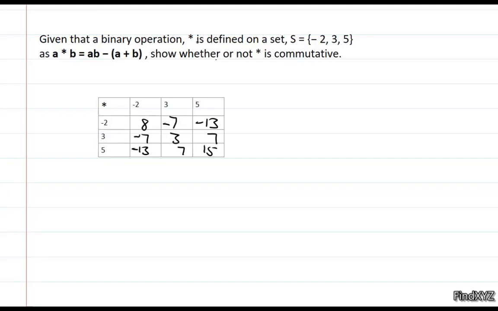Now let's see whether the operation is commutative. Let's use the leading diagonal. Looking at the leading diagonal, let's look at the object below it and the object above. Are they the same? Yes, they are the same. Hence we can say that the operation is commutative.